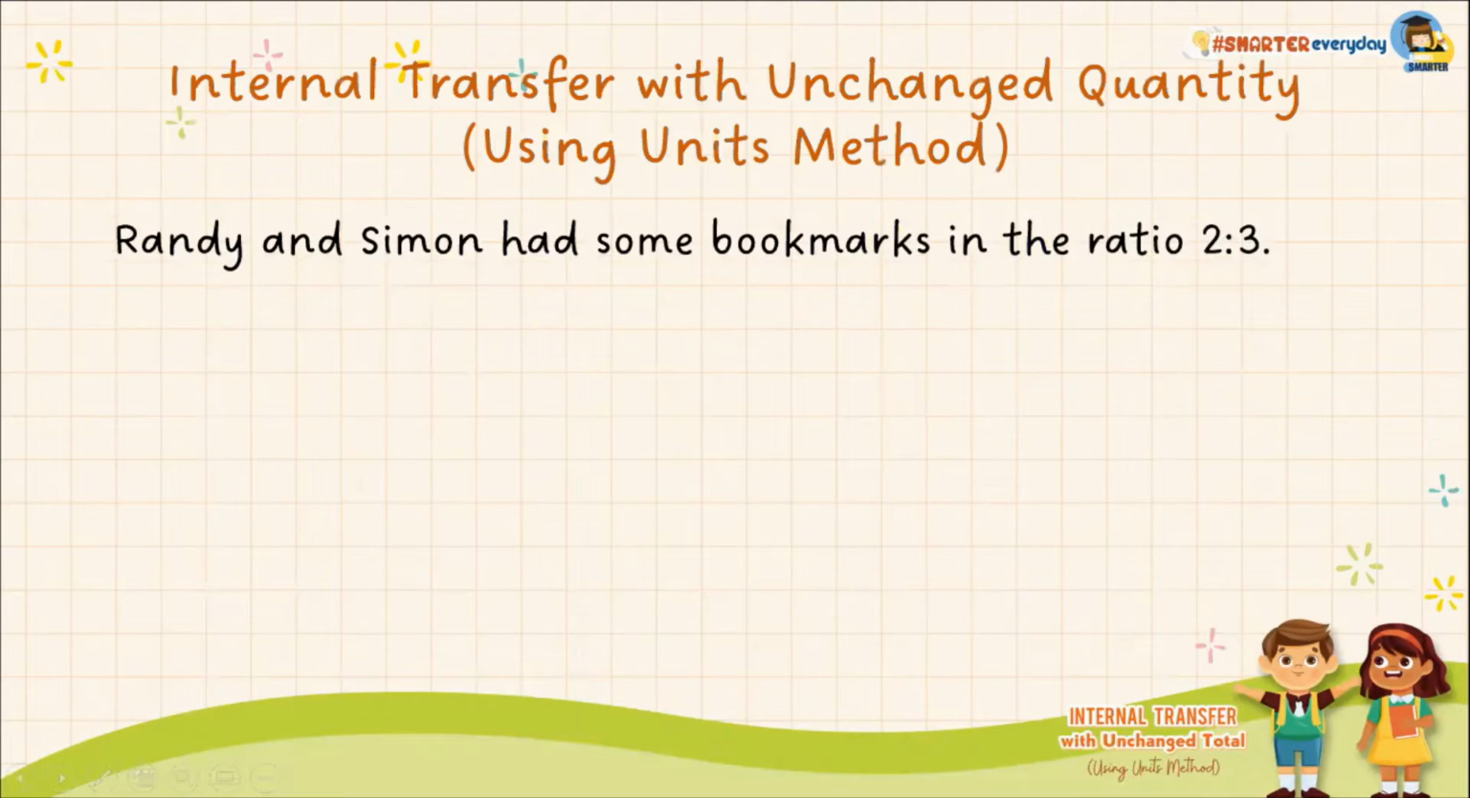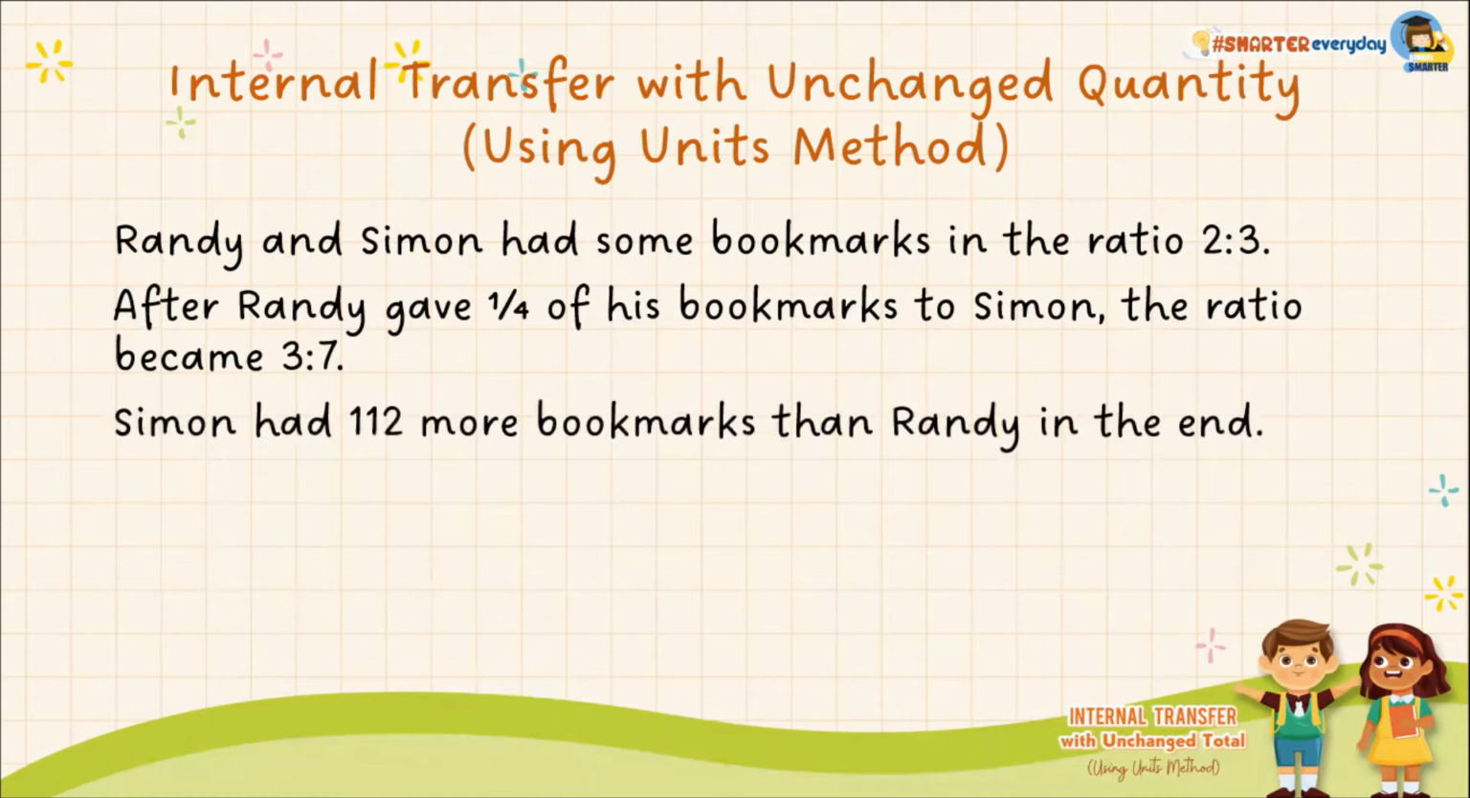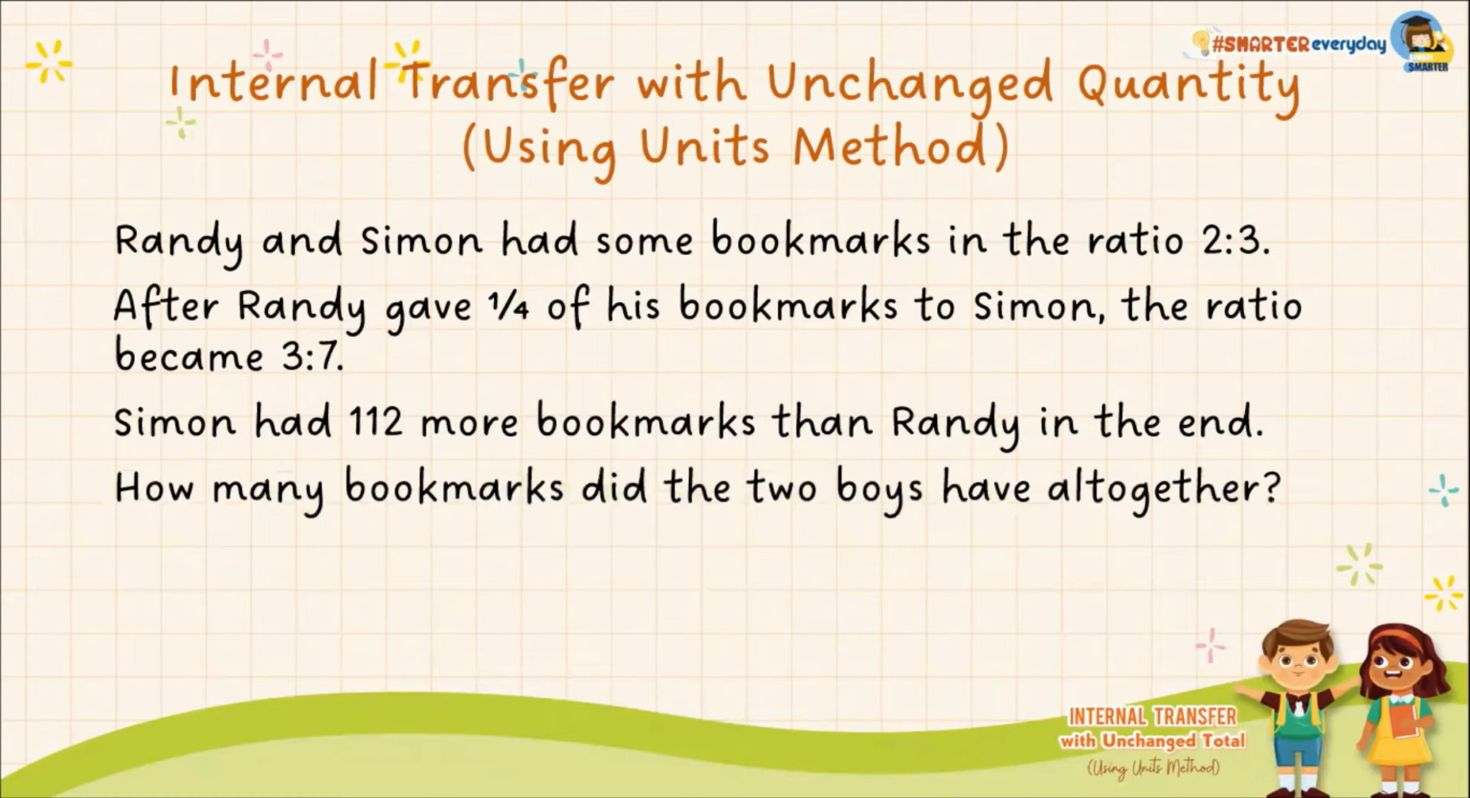Randy and Simon had some bookmarks in the ratio 2 to 3. After Randy gave 1 per 4 of his bookmarks to Simon, the ratio became 3 to 7. Simon had 112 bookmarks more than Randy in the end. How many bookmarks did the two boys have altogether?